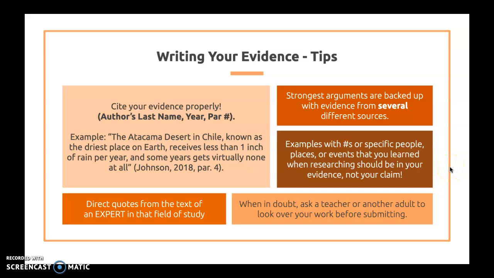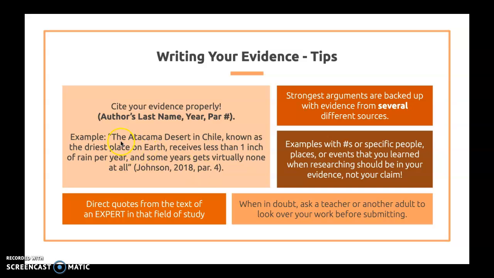This page is just showing you some tips and tricks when you are writing your evidence. The most important thing when you are writing your evidence is to make sure that you are not claiming this evidence as your own or saying that you came up with this statistic. So you need to make sure you say your evidence properly with author's last name, year, and the paragraph number. These three things go in parentheses after your evidence.